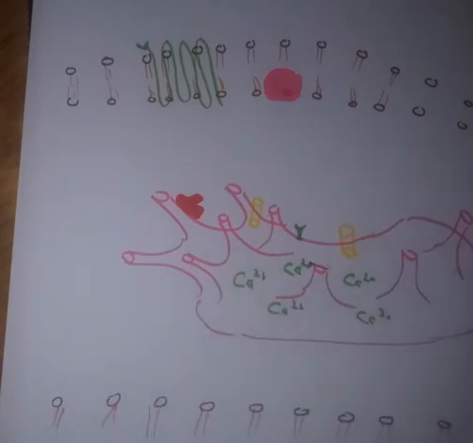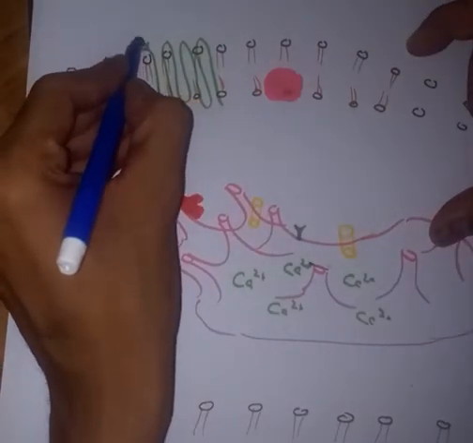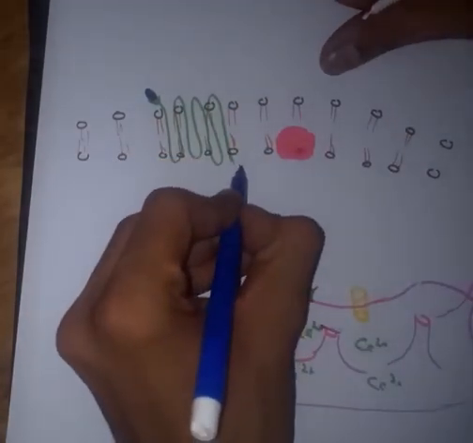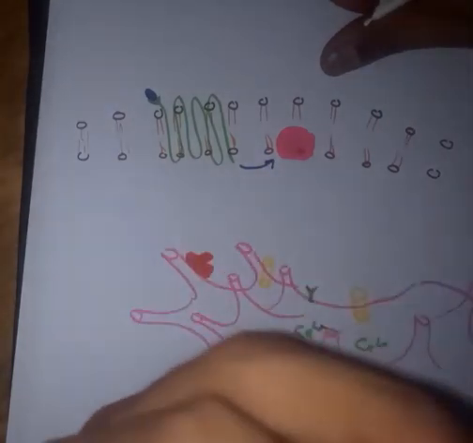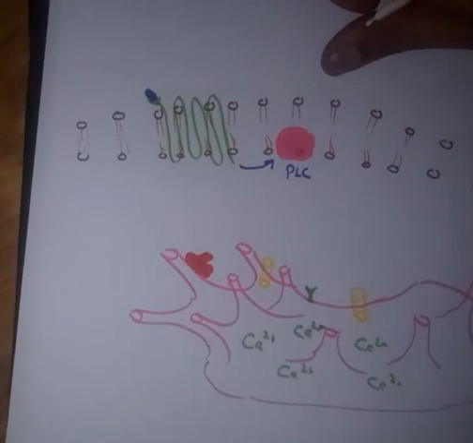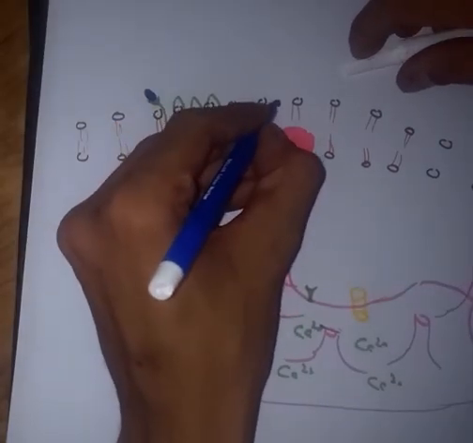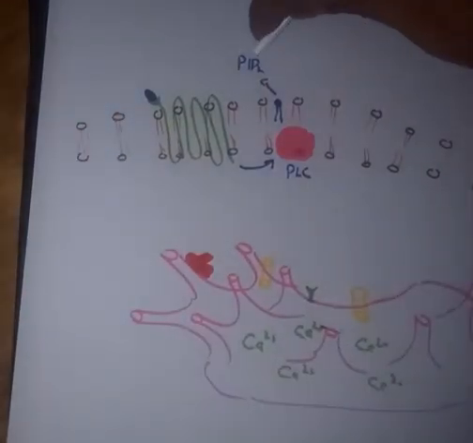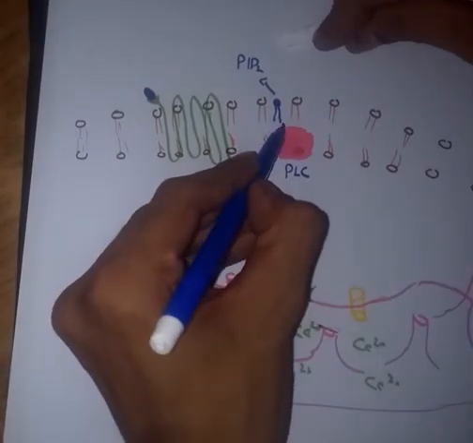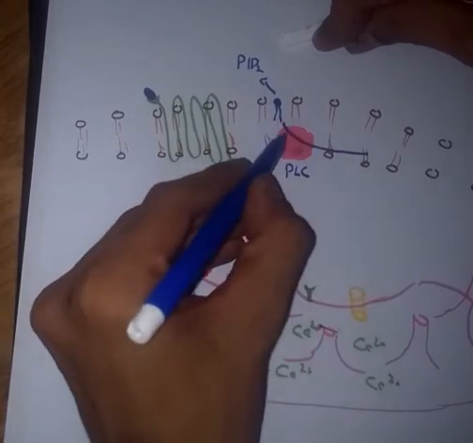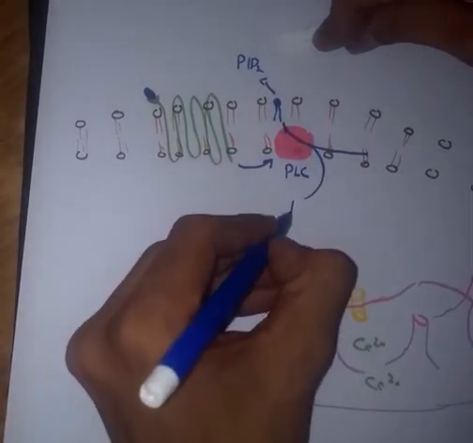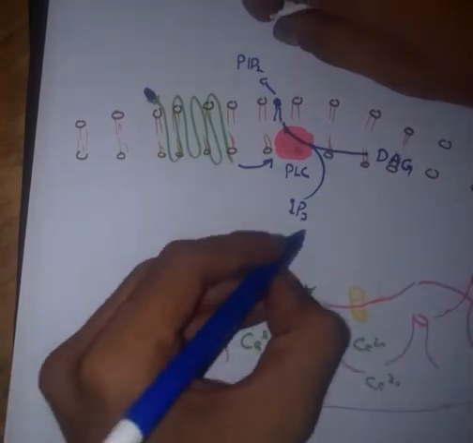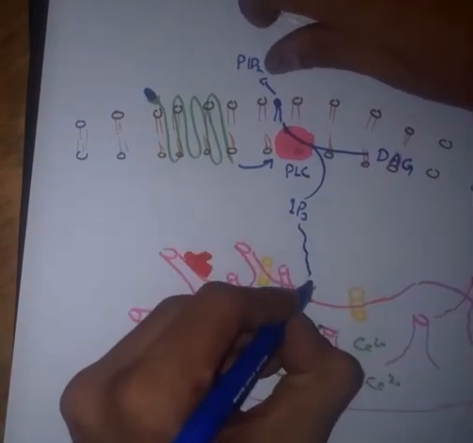For example, we know that whenever a hormone or a drug, a substance, attaches to its receptor, a G protein coupled receptor, this receptor will then activate phospholipase C. Now this phospholipase C converts a phospholipid called PIP2, phosphatidylinositol diphosphate, into IP3 and DAG.